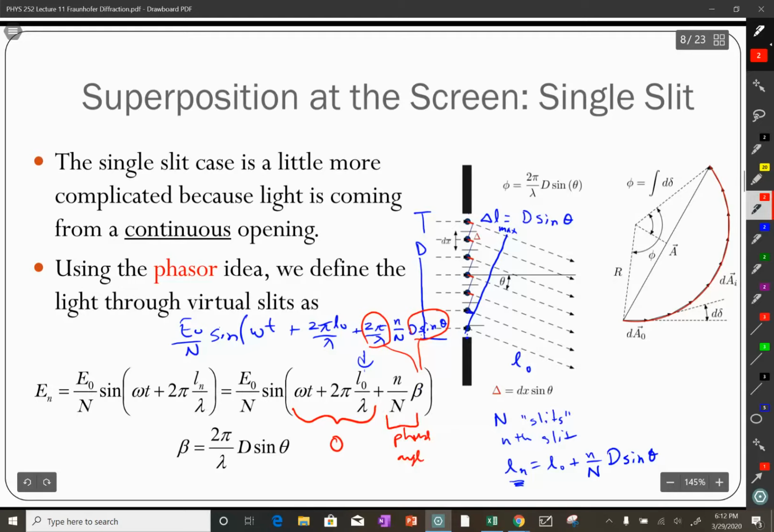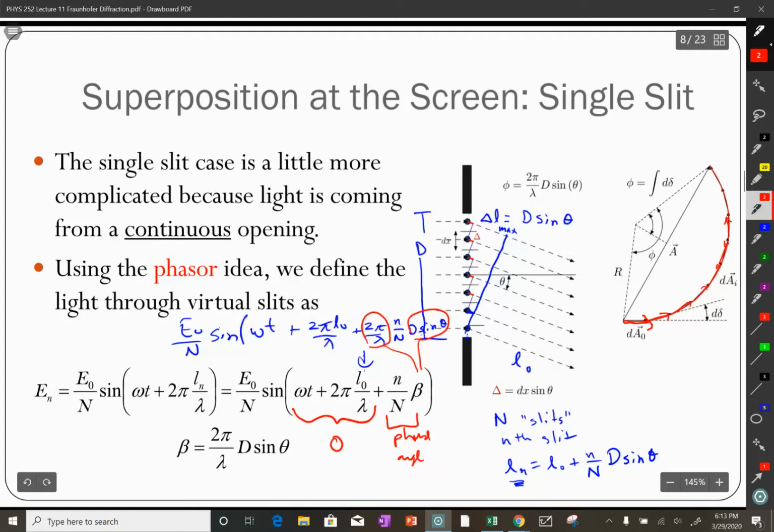And for lowercase n equals 0, you have an angle of 0. So the first one is drawn horizontally. But then the second one we have is 1 over capital N times 2 pi over lambda d sine theta, so it's at some slightly increased angle. Remember, when we add vectors, we just add them tip to tail. And so we add each one of these tip to tail.